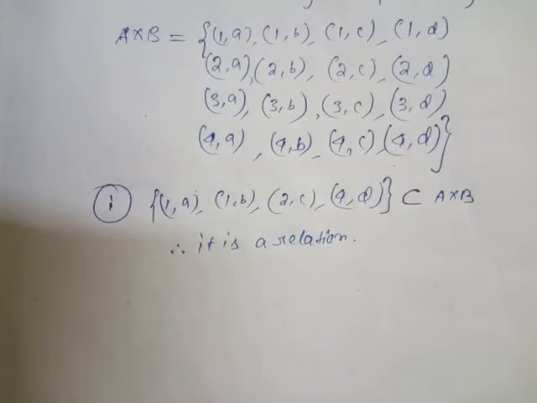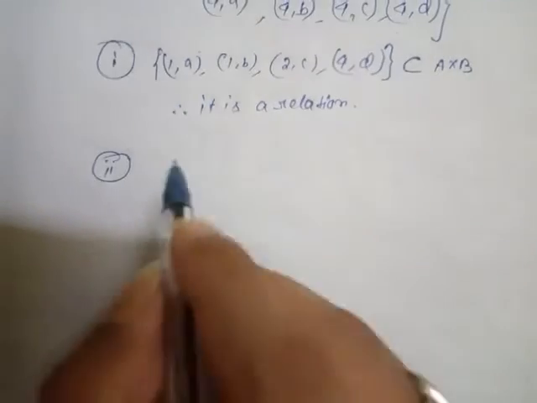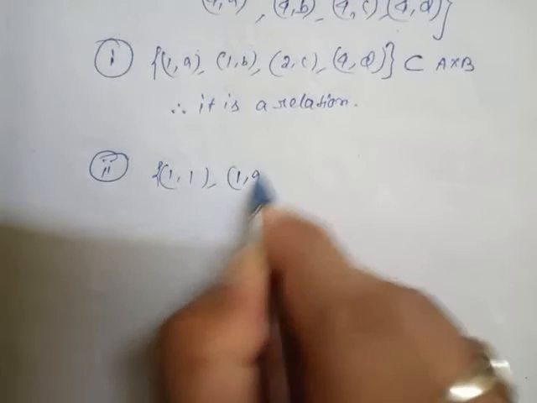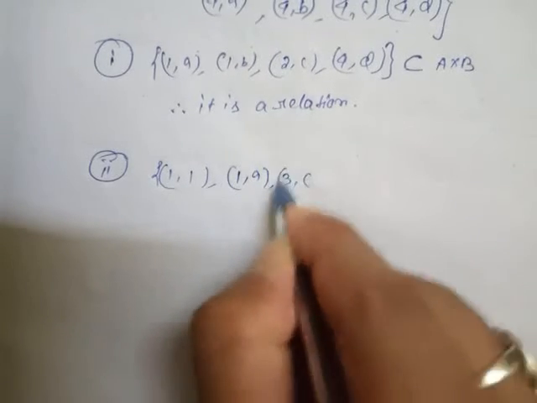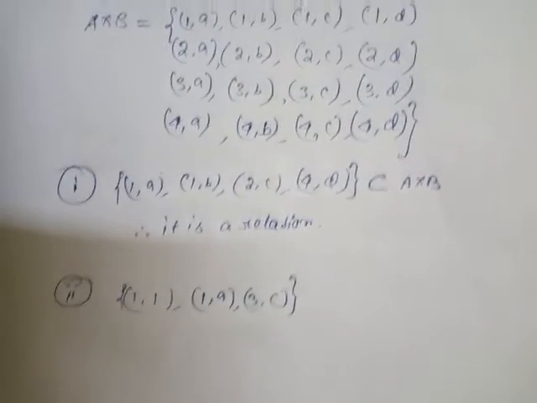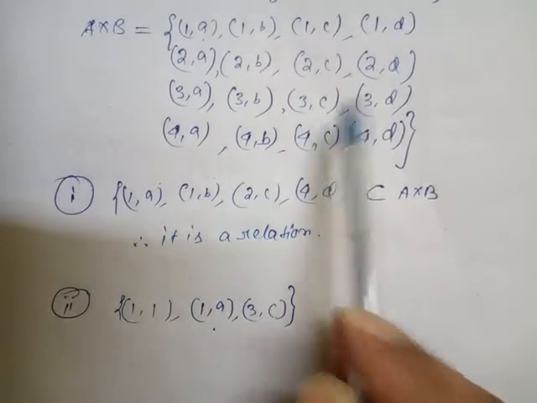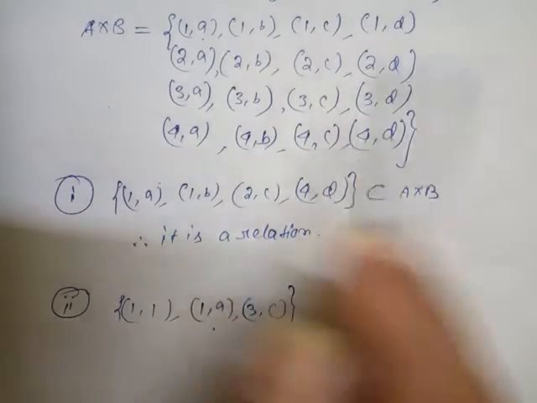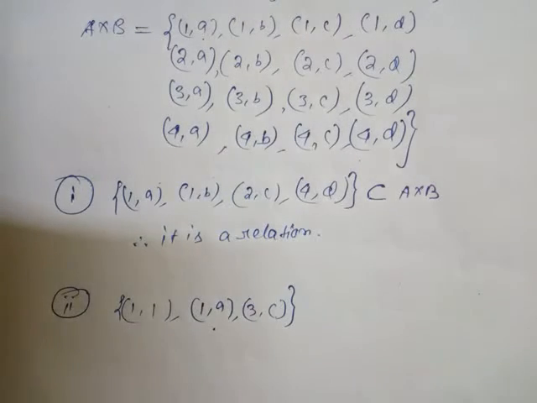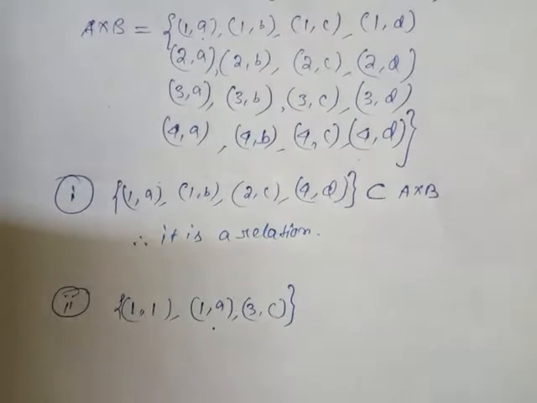Now let's have a look at Roman 2. Here, students, 1 comma 1, then 1 comma a, then 3 comma c. Now look, the problem is that 1 comma a is here, and 3 comma c is here. But the thing is that 1 comma 1 is not in the set A product B, which means 1 comma 1 is not an element of A product B.